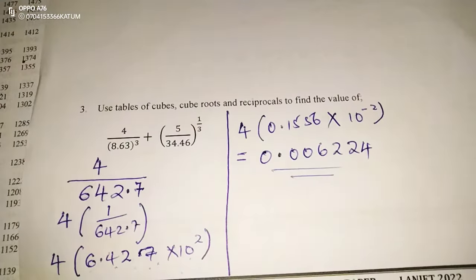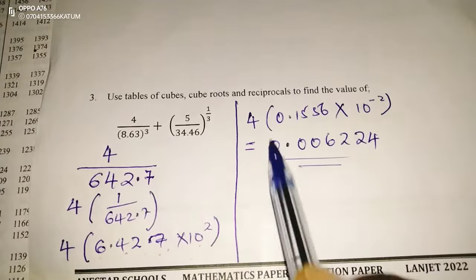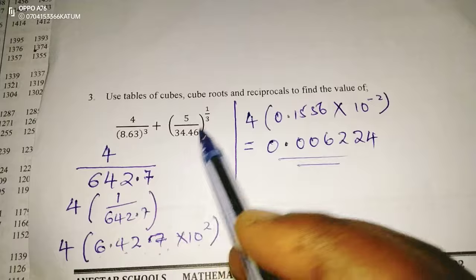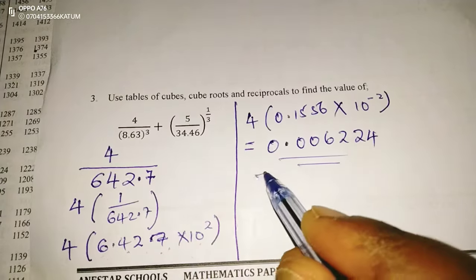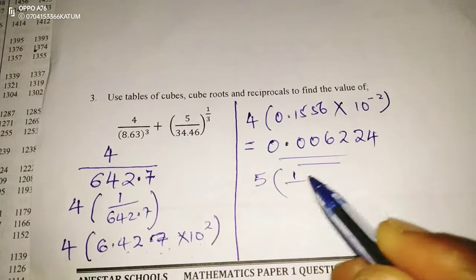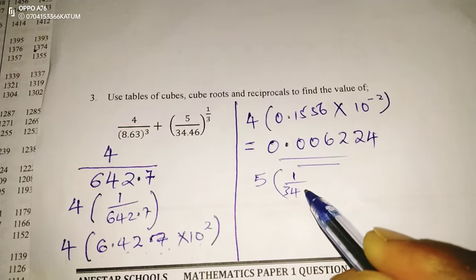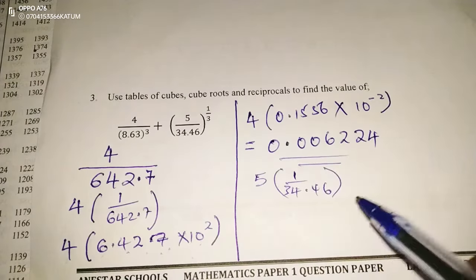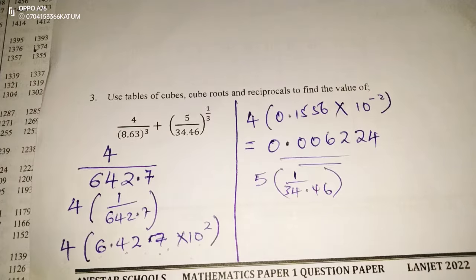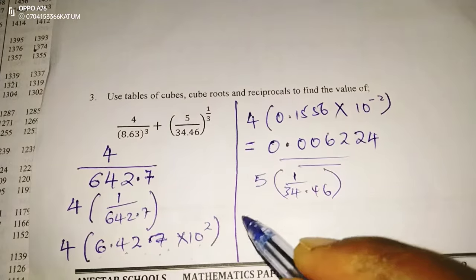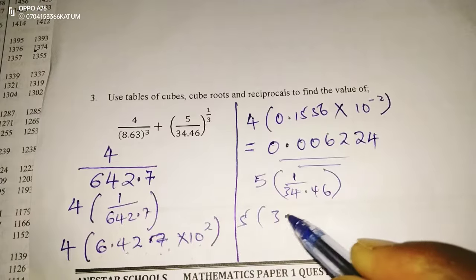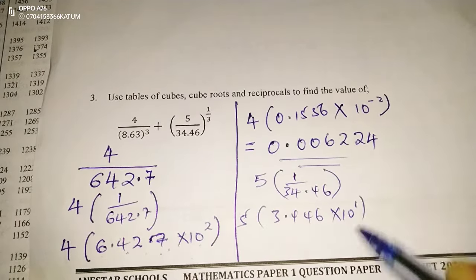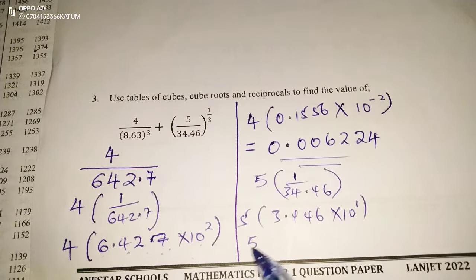So the next part of the same question, we are having 5 divided by 34.46, whereby we will start with the reciprocals now. We factor out 5, so that we remain with the reciprocal of 34.46. This is before taking the cube root. So 5 into 3.446 times 10 power 1.